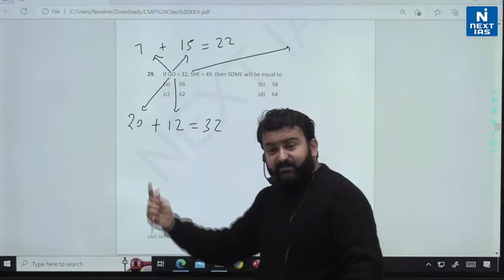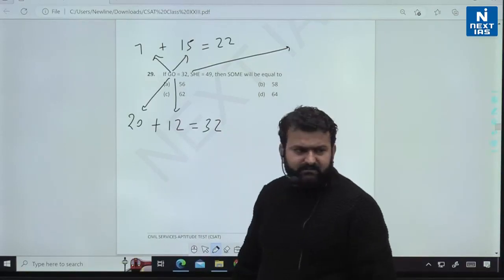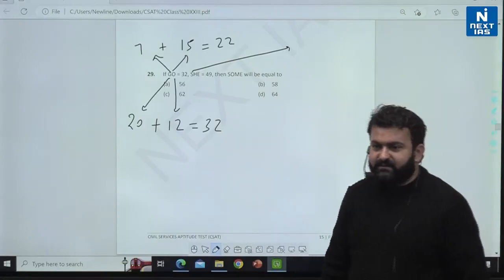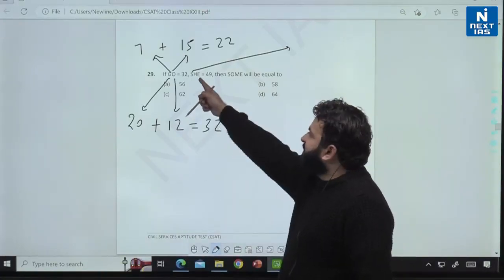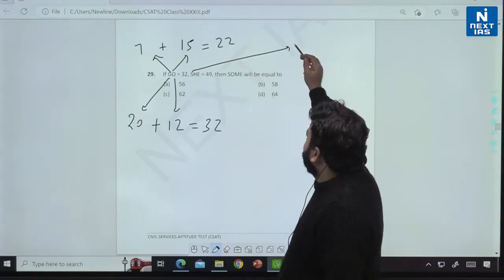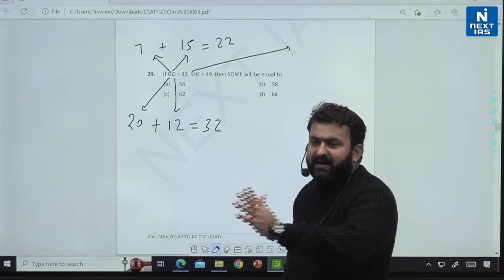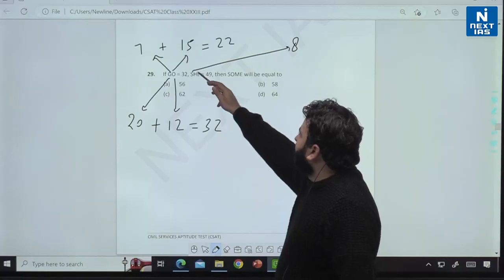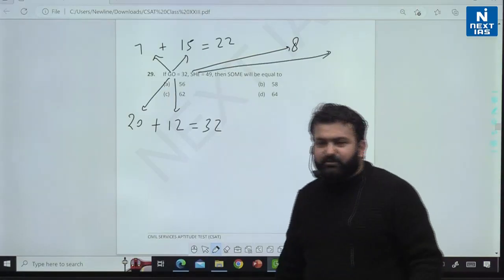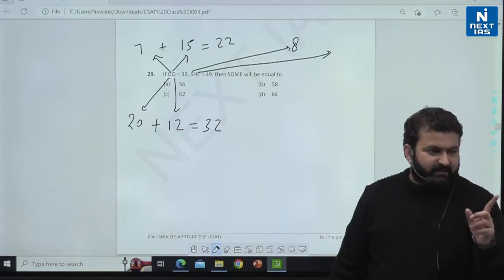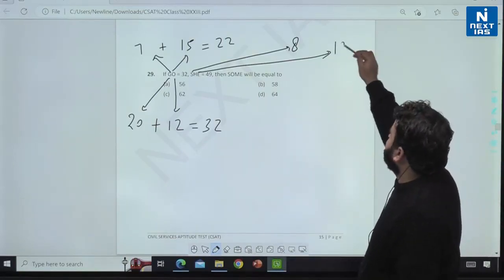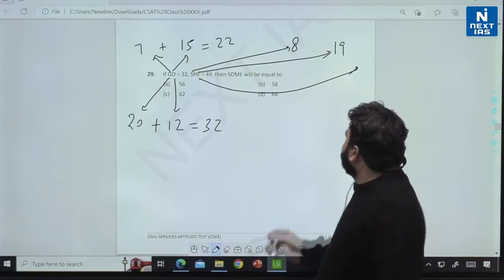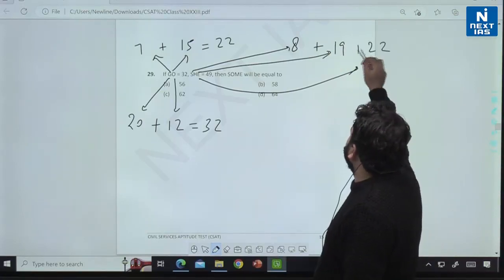What is the position of S from the other end? From the left hand side it is 19, but I am asking from the other end, right hand side, 8th. What is the position of H? H's position is 8th. Now E's position is 5th from the left, so from the right it is 22.